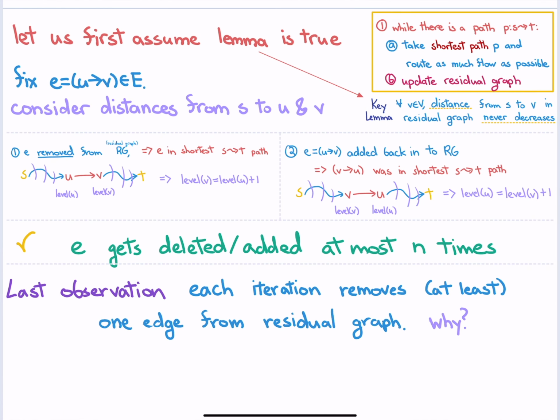I'm sorry about the time. Every iteration removes at least one edge from the residual graph. The question is why? Because I've always routed as much flow as possible. Because we always route as much flow as possible, I'm going to remove some edge from the graph. So I can only remove an edge n times. Every iteration removes some edge. How many iterations can I have?